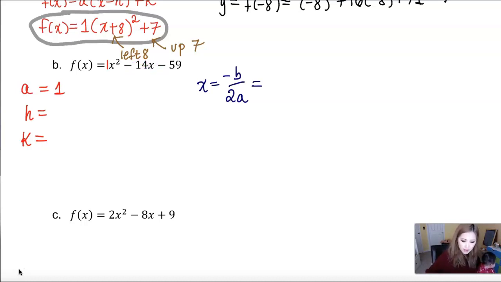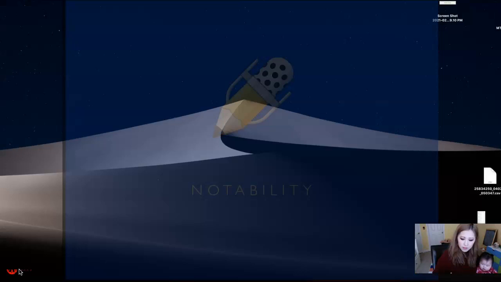What is going on with my app today? b is negative 14. Hold on a second. Let me go and restart this app. It's slowing down on me again.